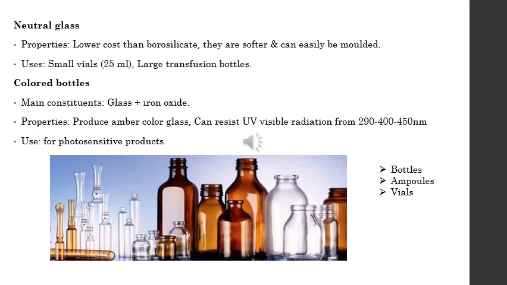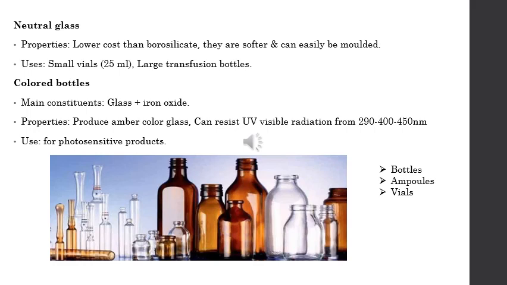Next we have colored bottles. The main constituent is glass plus iron oxide. You can say amber colored glass is a type of colored glass. It has iron oxide in it, so it can resist UV radiations from 290 to 450 nanometers. So it is used for photosensitive products.